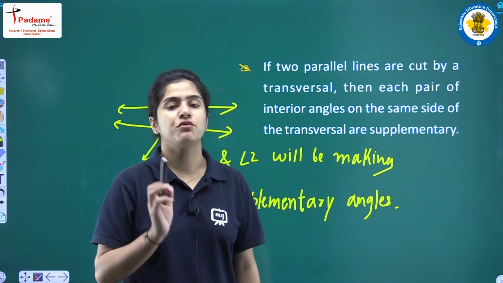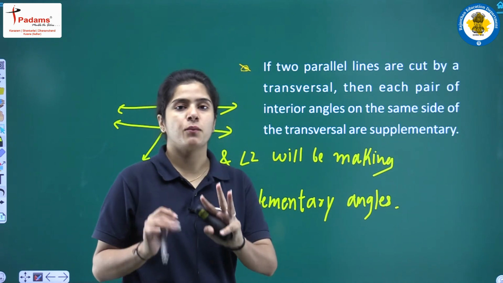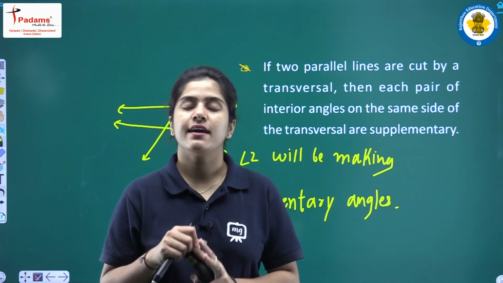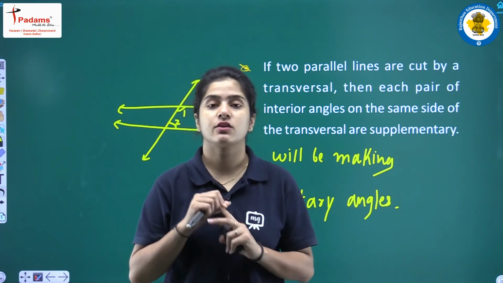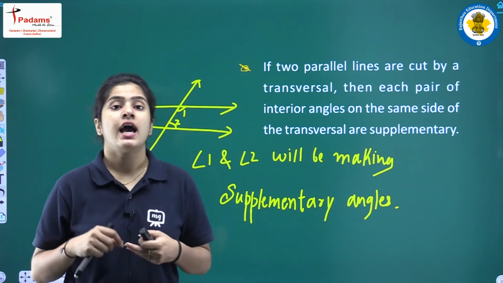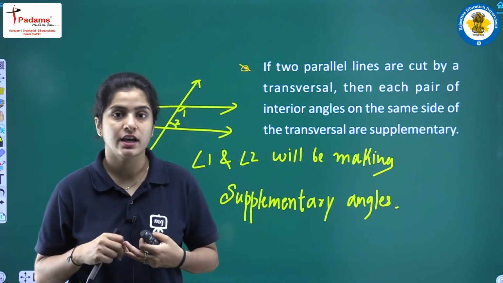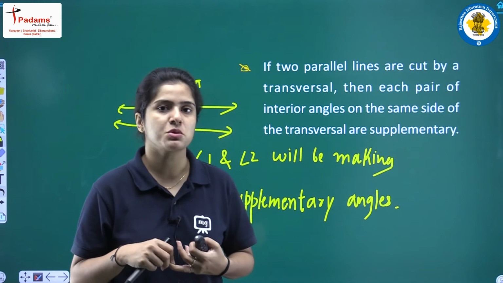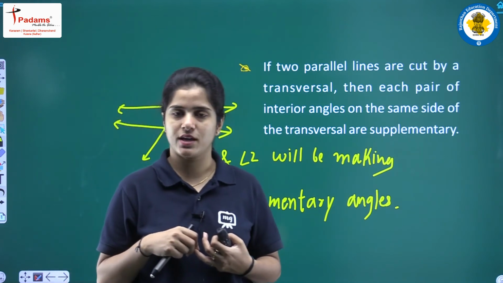So this is what we have talked about, three concepts. If the lines are parallel and a transversal is cutting them, then the corresponding angles are equal, alternate interior angles are equal, and the angles that are in the interior and lying on the same side of the transversal will be supplementary angles, okay students.